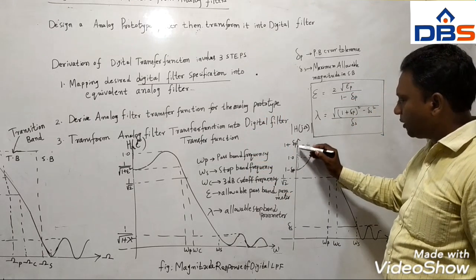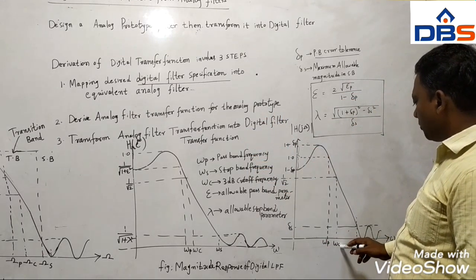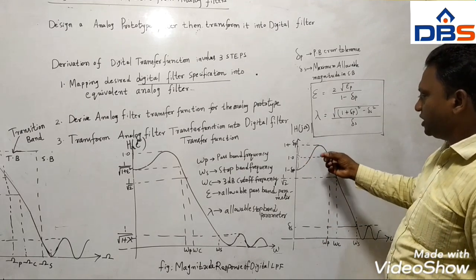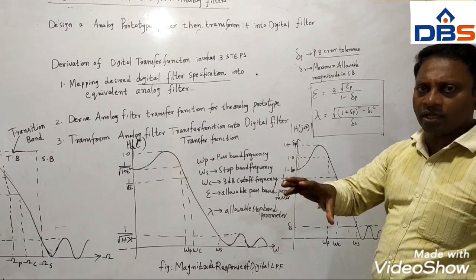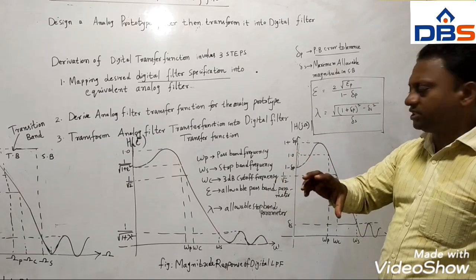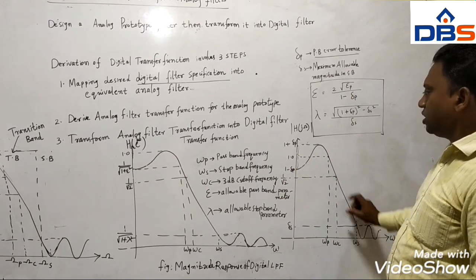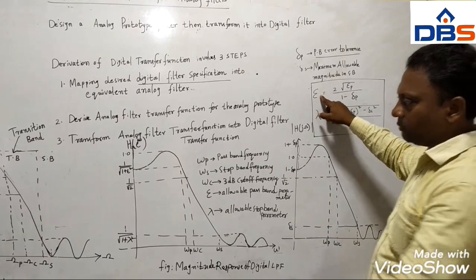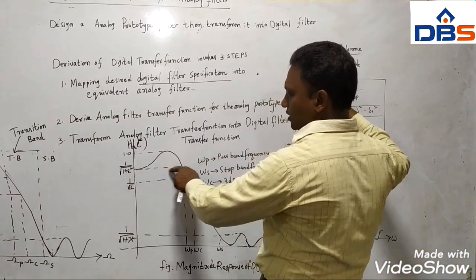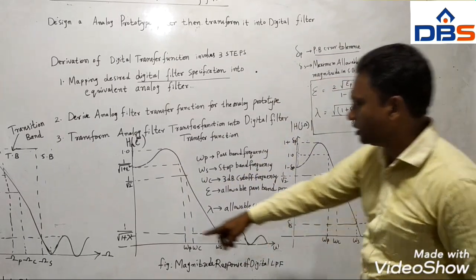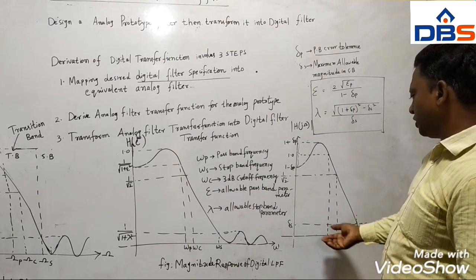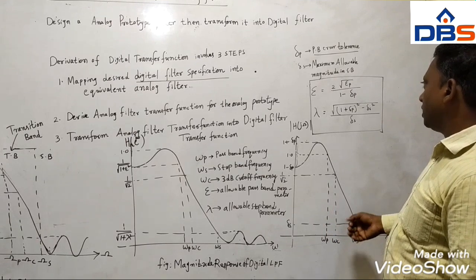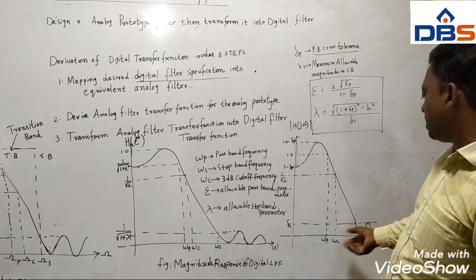Practically you will have these values: delta p and delta s, omega p, omega c, omega s. Delta p means pass band error tolerance. In the design problem you will be given the pass band error tolerance and the stop band error tolerance. Those two specifications will be given, and based on that you can calculate epsilon and lambda. If you know lambda, you can calculate this 1 by under root 1 plus lambda square, the maximum allowable magnitude in the stop band.